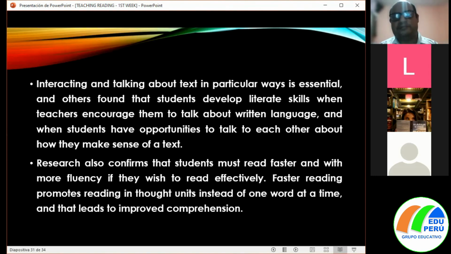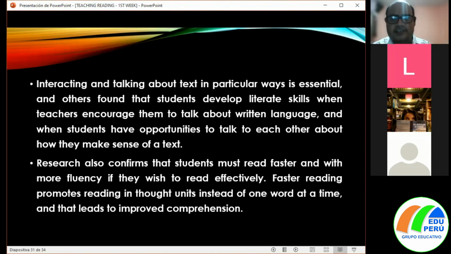Research also confirms that students must read faster and with more fluency if they wish to read effectively. Faster reading promotes reading in thought units instead of one word at a time, and that leads to improved comprehension. So notice here, this is very important too. Reading aloud and reading faster. You need to encourage your students to read faster. But it doesn't mean without intonation. No. With the correct intonation, no?